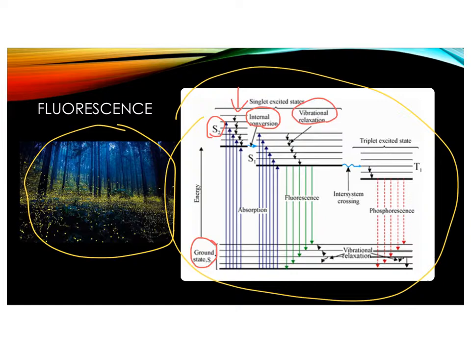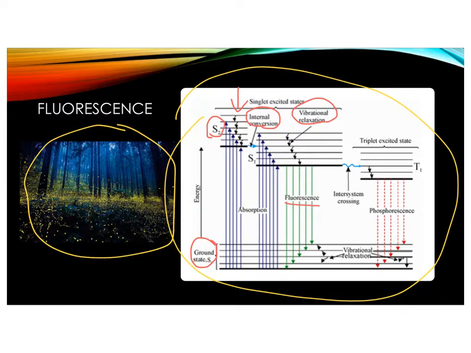Then it'll emit its energy via non-radiative or radiative emission. Non-radiative is generally giving the energy off as heat, or radiative could be fluorescence. It will give off light and be fluorescent.